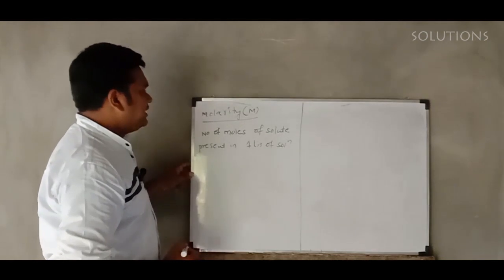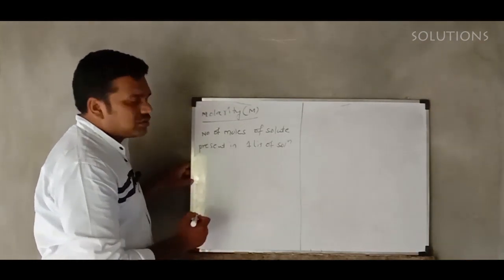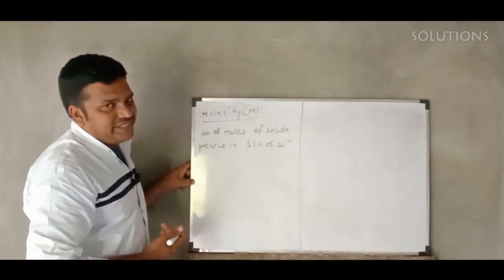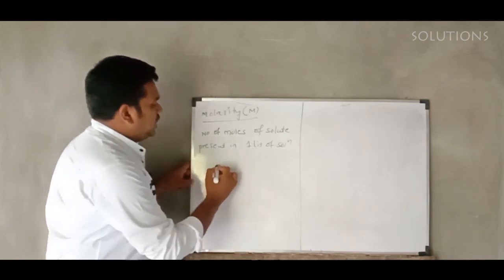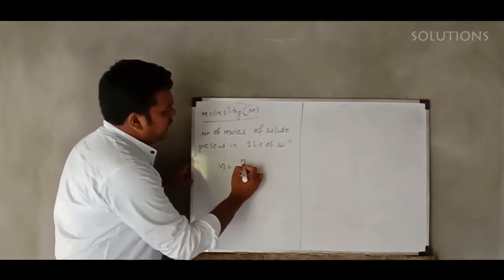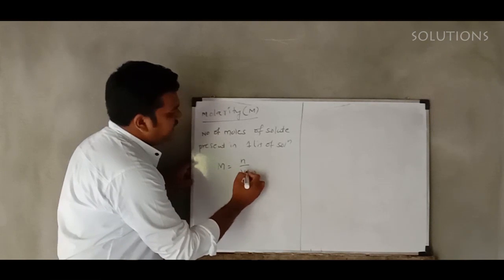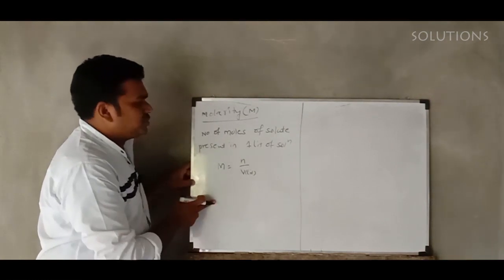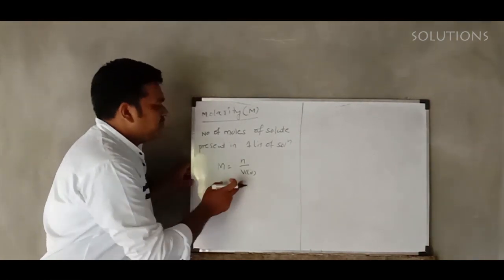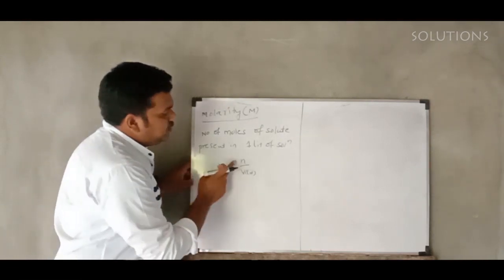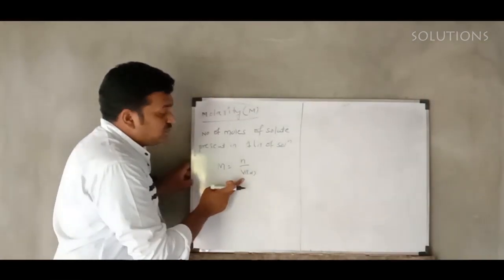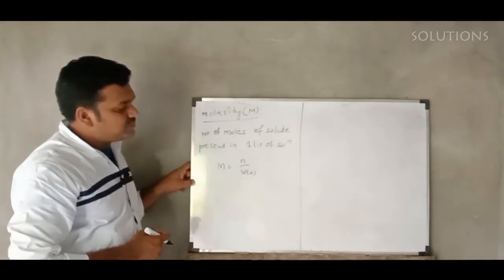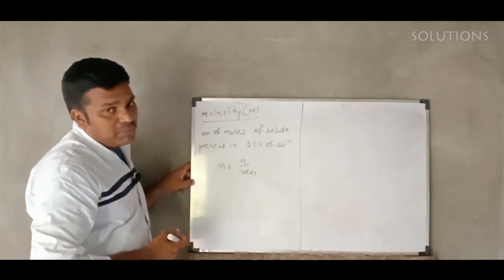Now number of moles we can write as N only. Volume of the solution we can write as V only. Now I will write M is equal to N by V, where V is in liters. So if N moles of solute are present in V liters of the solution, then the molarity M is equal to N by V. What is V here? Volume. What is N here? Number of moles only.